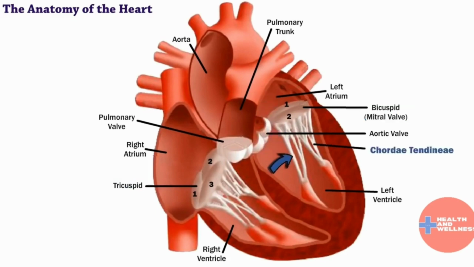Chordae tendineae are attached to the papillary muscles that are located in the ventricles. The white, string-like chordae tendineae become taut whenever these muscles contract. Together with the papillary muscles, it's these chordae tendineae which keep the valves closed whenever the ventricles contract.